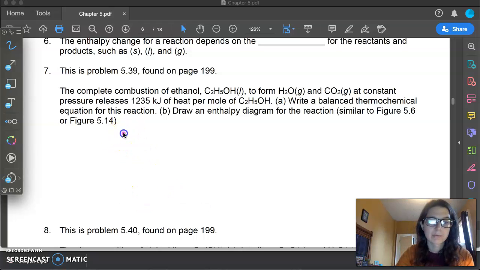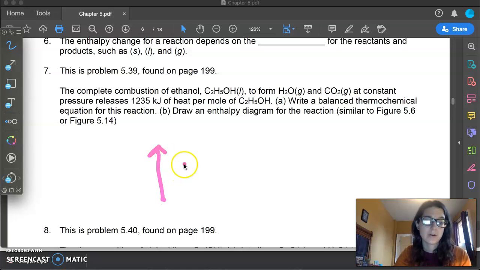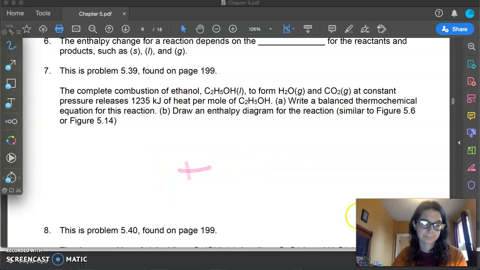Then going from reactants to products is going to be negative, and then our delta H would then be negative 1235 kilojoules. Going the opposite direction from products to reactants, the reverse reaction would be positive 1235 kilojoules per mole.